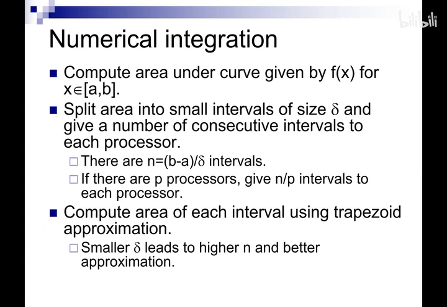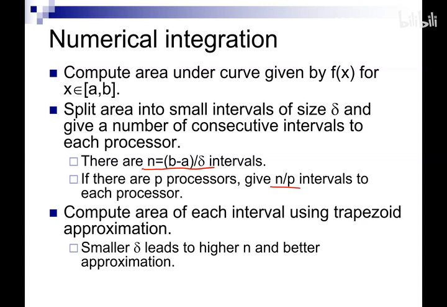The way you can do this in parallel is that you can give chunks of these small intervals to different processors. So in total, we're going to have this number of intervals, and each interval is going to be of size delta. If you have p processors, you give n divided by p of these to each processor. And then to compute the area of f within each interval, we're going to use the trapezoid approximation.